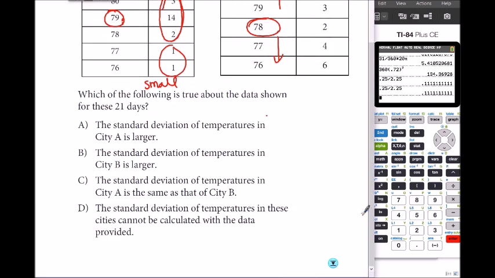So A, the standard deviation of temperature in A is larger. No, A has a smaller standard deviation. The standard deviation of temperature in B was larger. As you can see, it was more spread out. So it is B. C, the standard deviation of temperature in A is the same. No. And you cannot calculate with the data provided. That's not true. It is B.